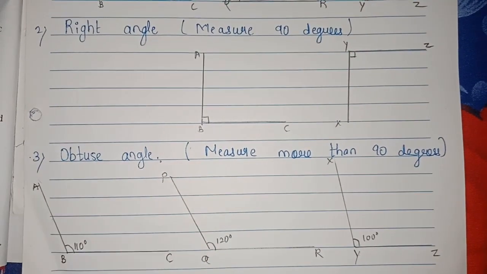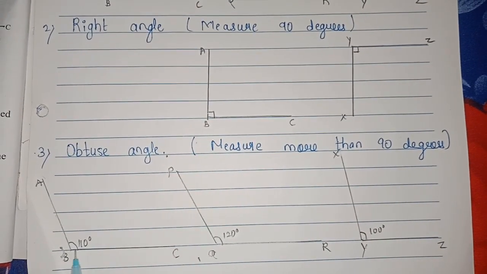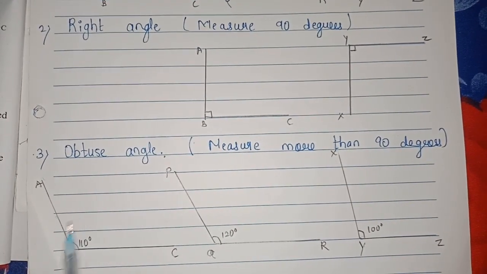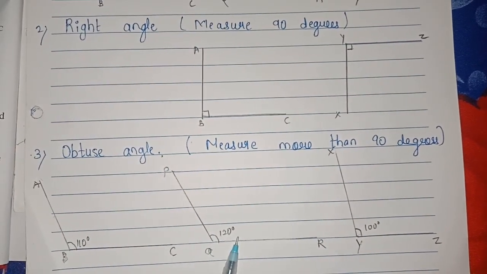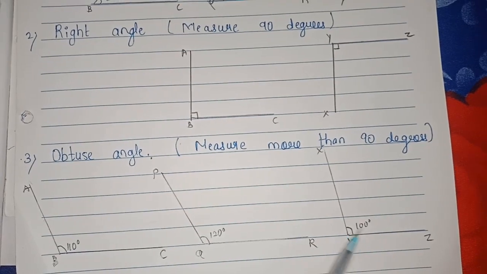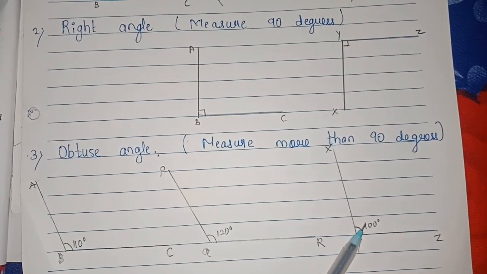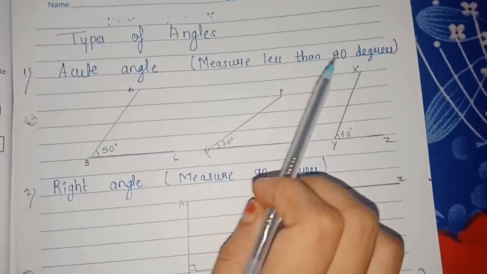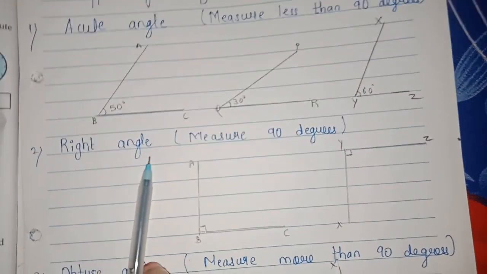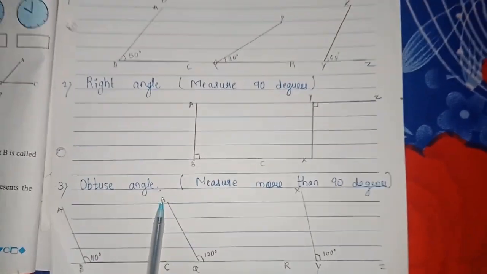Now third one is obtuse angle. It measures more than 90 degrees. You can see here this is of 110. So this is obtuse angle. Here also this is 120. It means this is more than 90. So this is obtuse angle. And here also this is 100. It means more than 90. Again this is obtuse angle. Understood? Less than 90, acute angle, exactly 90 degrees, right angle, and more than 90, obtuse angle. Understood?